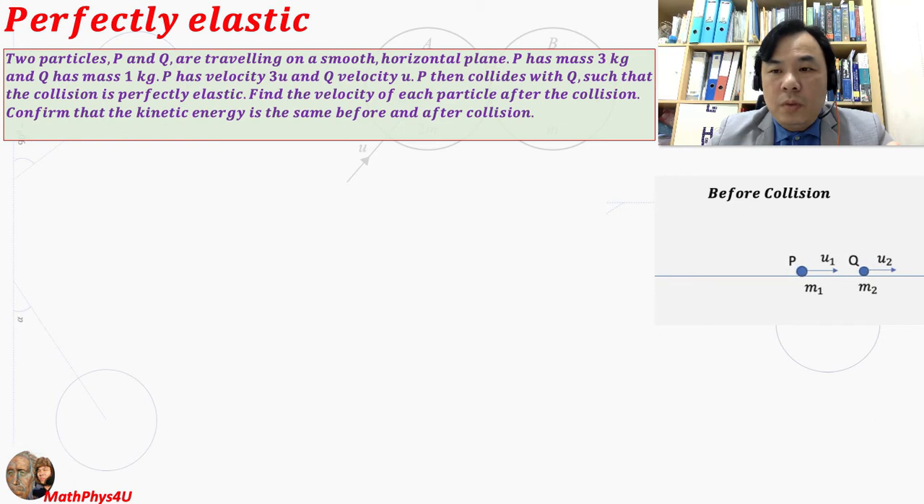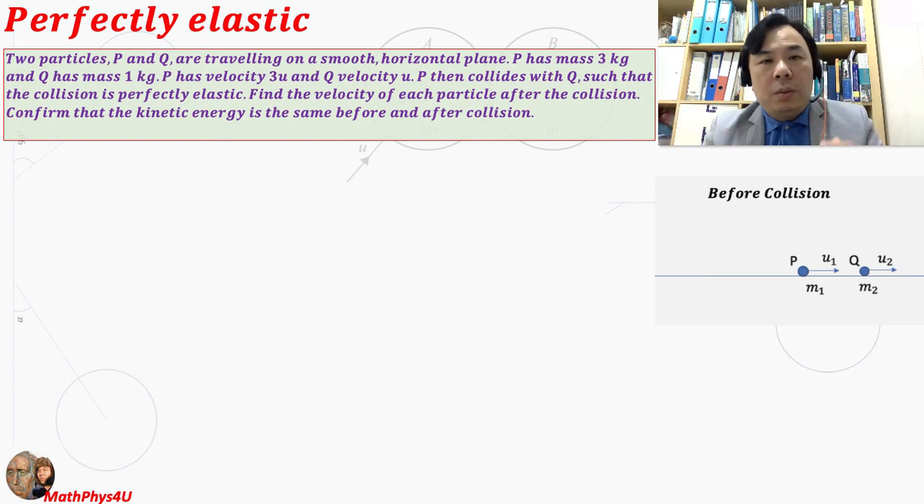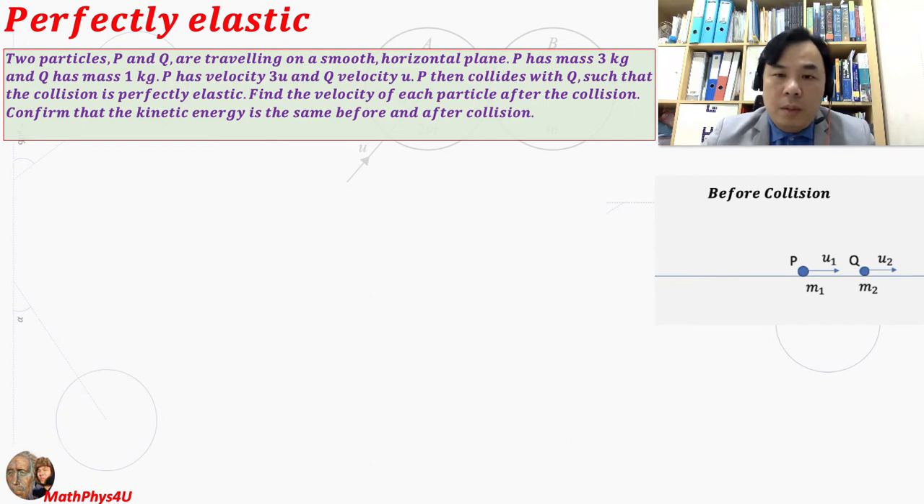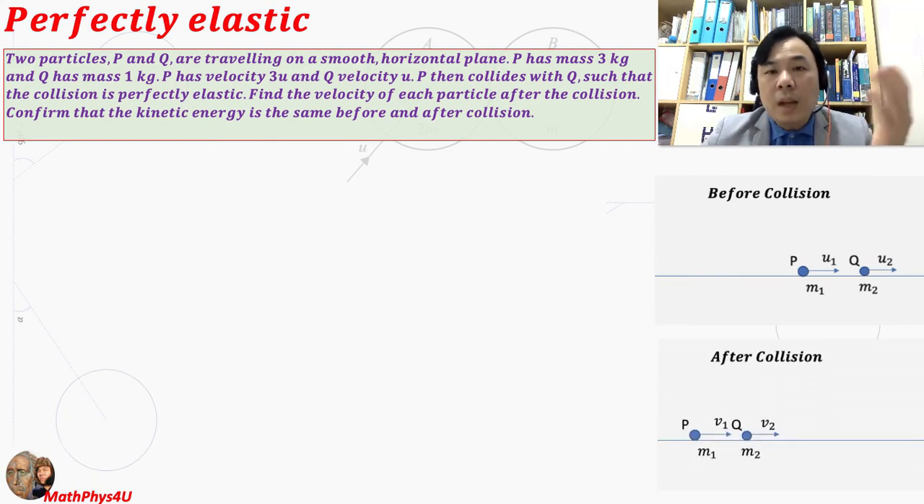So you can see that P is moving faster. It's going to collide with Q for sure. And then after collision, there will be impulse. As we know, the moment impulse is involved, there will be a change in velocity. So let's look at what happened next after collision.